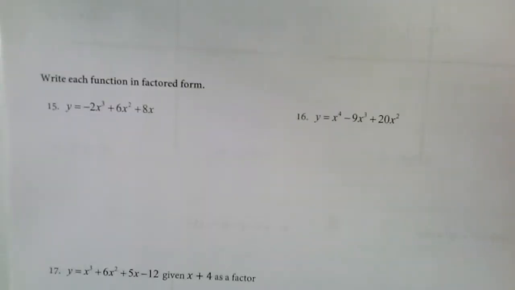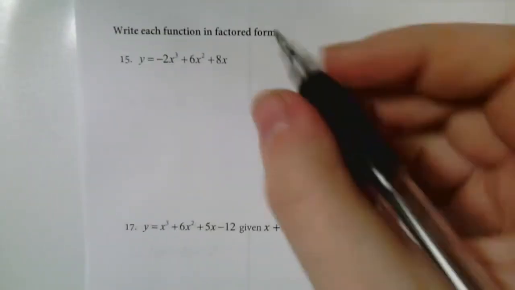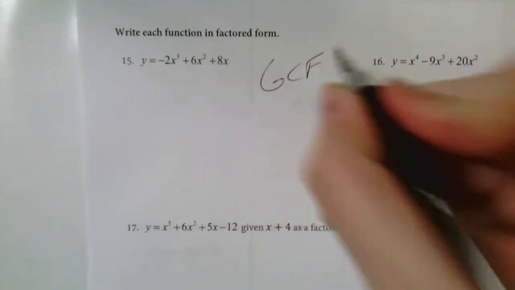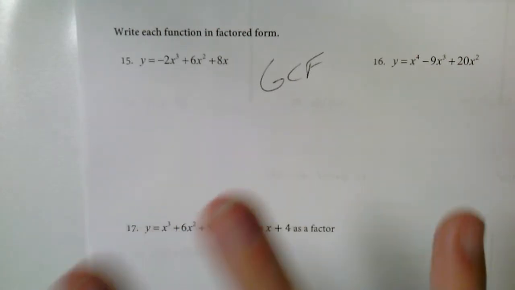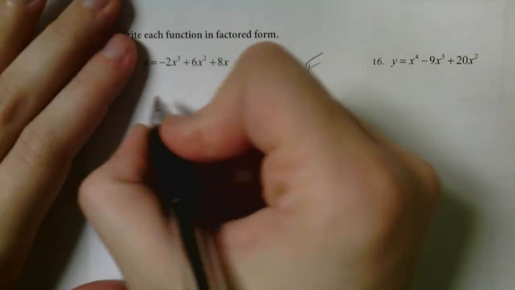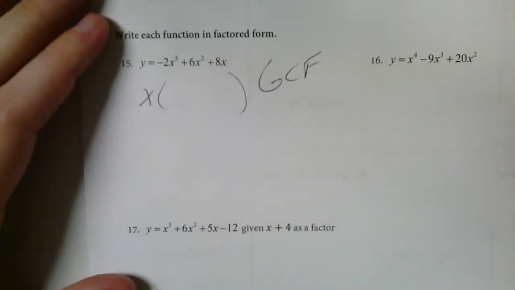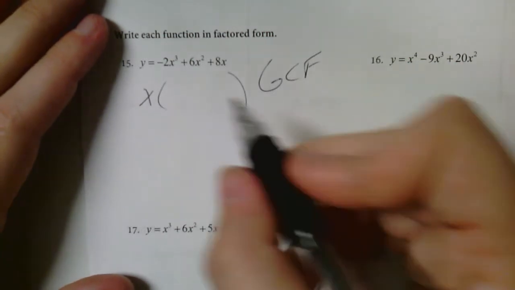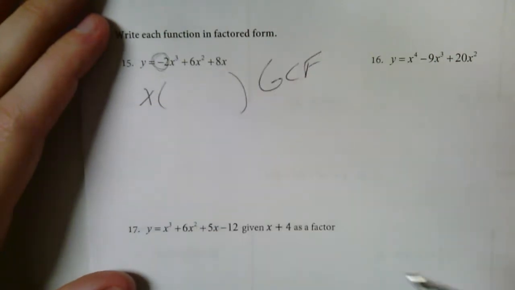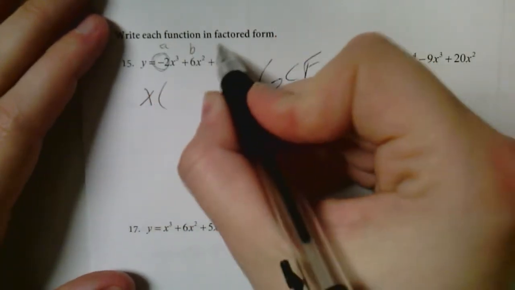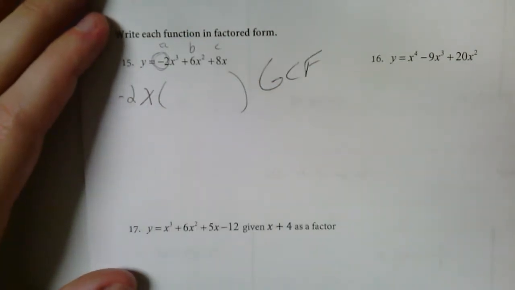Next up, it says write each function in factored form. The big recommendation I have here is please don't forget about GCFs, greatest common factors. If you're looking at this and you're like, oh, I see an x to the third, I don't know how to factor an x to the third. Well, if you pull an x out, it's going to make your life a lot easier. I will also say, to make your life easier, also think about pulling out numbers. Frequently, if you have an a, if you remember this was our a, our b, and our c, you want to pull it out. Not always, but a lot of times it will make life easier.